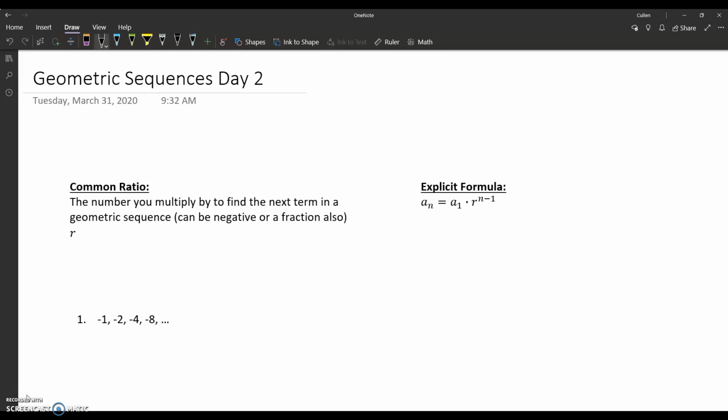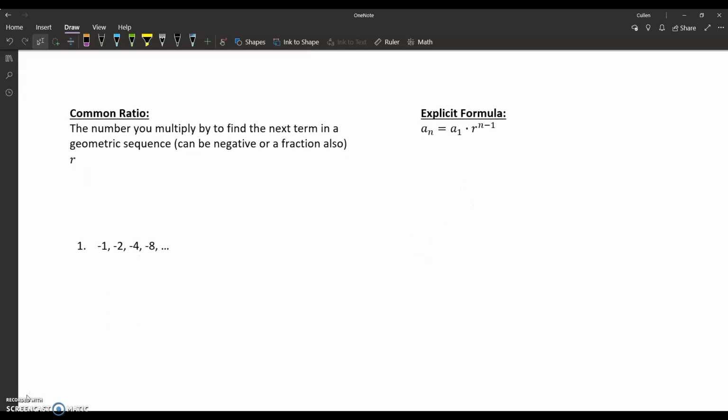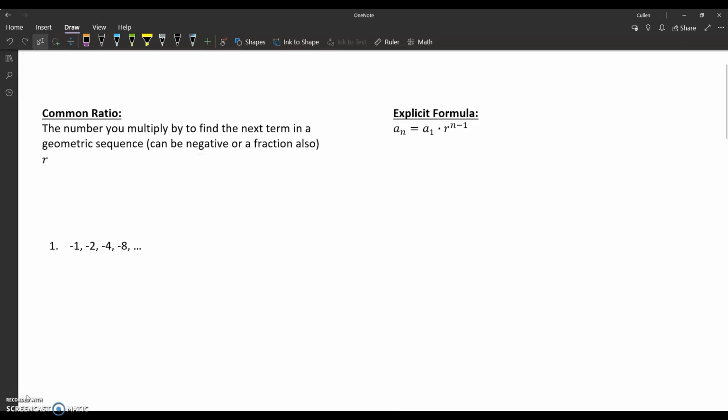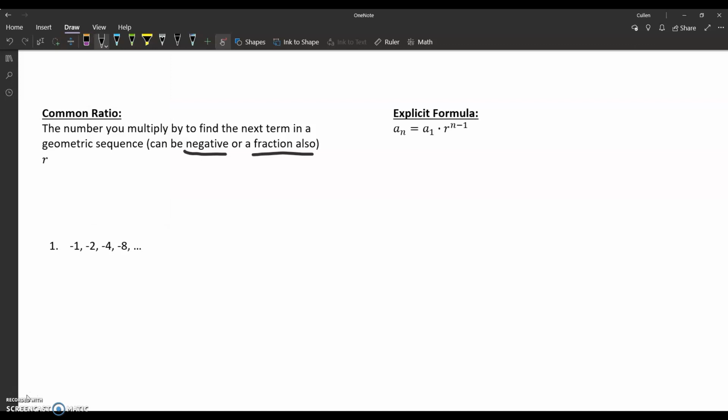So, first of all, we'll talk about the common ratio and the explicit formula. Common ratio is the number that you multiply by to find the next term in a geometric sequence. And just a reminder, and you'll see this in some of the examples we do, this number can be a negative number, and it can also be a fraction, okay? And that's important because that can throw you off sometimes. But don't forget that both of those things are possible, okay?